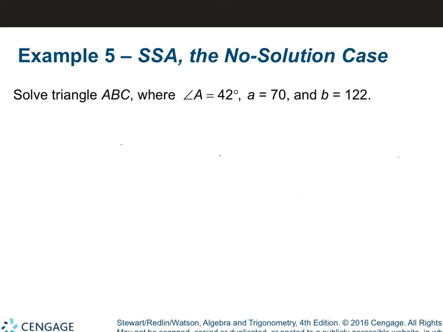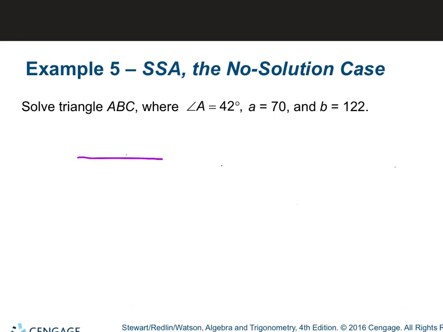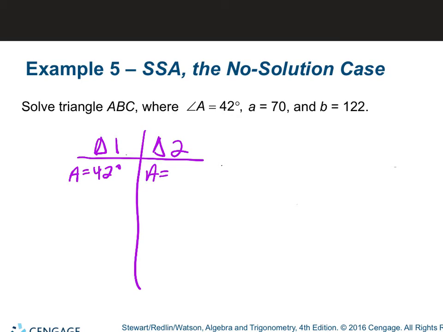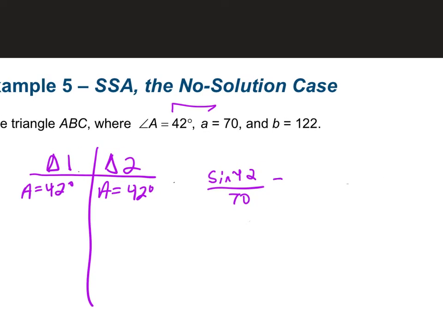Let's figure this out. So the first thing I'm going to do, guys, right? I'm going to assume there's two triangles. So I have triangle 1 and triangle 2. In triangle 1, A is 42 degrees. If there's a second triangle, you'd have a second triangle and A would still be 42 degrees. So now I'm going to set up a proportion given the information. So I have sine 42 divided by 70, angle over side, equals, since they gave me side B, I know I'm going to find angle B.